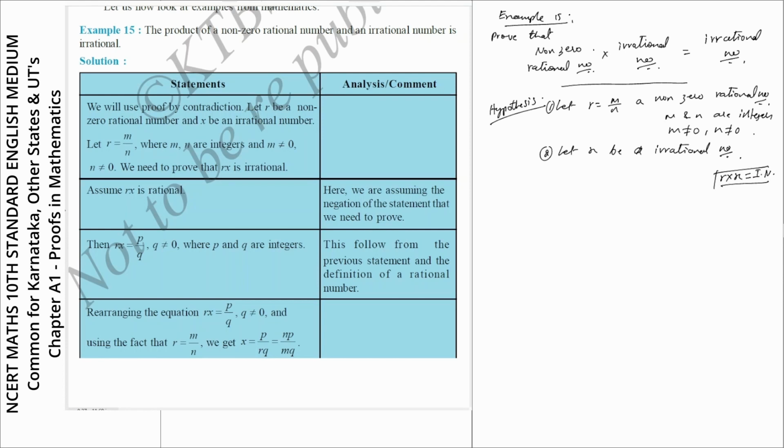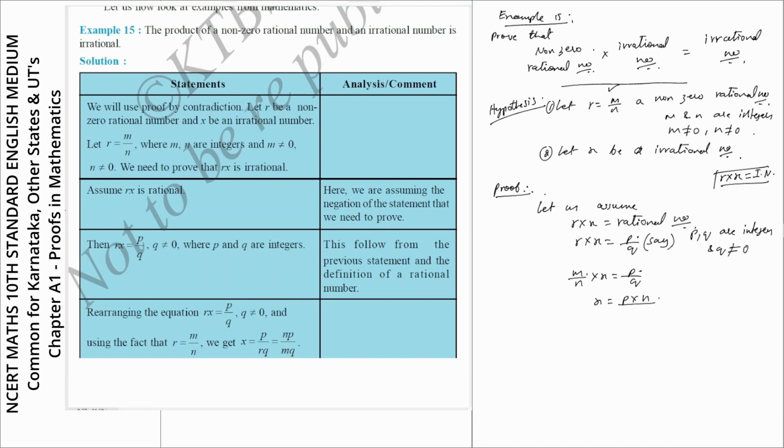Now what I will do is, instead of proving R into x as an irrational number, I will assume that R into x is a rational number, okay. Let us assume R into x is a rational number. Therefore R into x is equal to P by Q, let us say. So rational number means it is in the form of P by Q, where both P and Q are integers and Q not equal to 0. Now what is R? According to the hypothesis, R is equal to m by n. So substitute that m by n into x is equal to P by Q. So when we cross multiply, we get x is equal to P into n by Q into m.